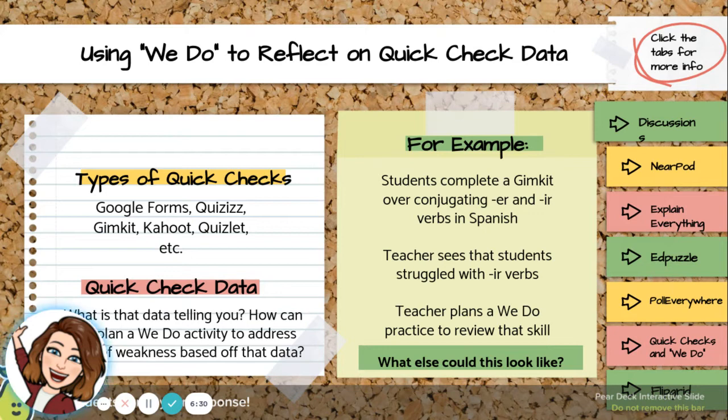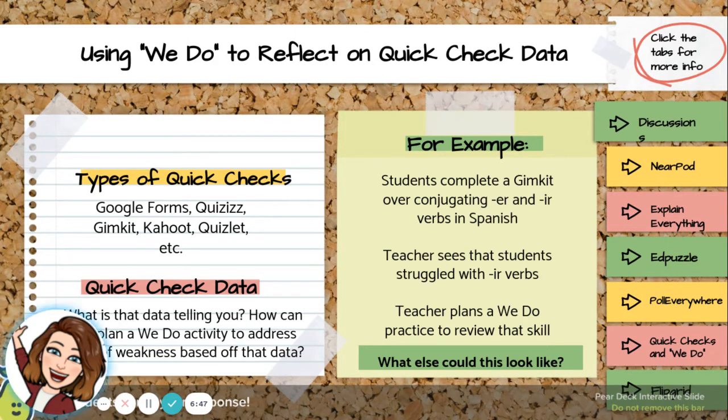So for example, maybe students in a foreign language class complete a Gimkit where they're conjugating ER and IR verbs in Spanish. The teacher reviews that report and sees that the students struggled more with the IR verbs. So then the next day, the teacher plans a virtual We Do activity to practice that skill.